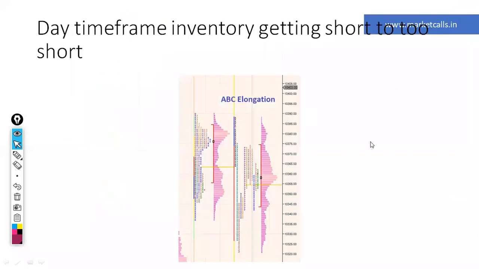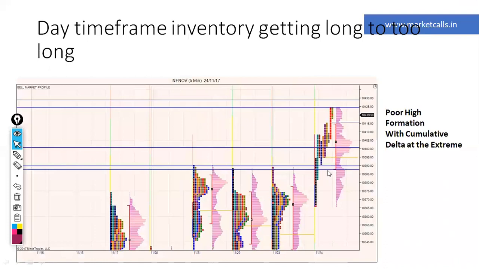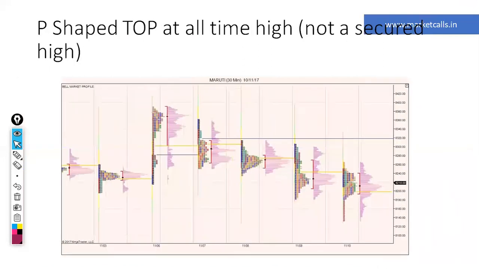So over a period of time, you have to learn which ABC elongation to fade, which ABC elongation not to fade, right? So that you have to learn to bifurcate on your own. And okay, maybe this I will be talking about relative to cumulative delta. Tomorrow we'll talk about this. I'm going to skip this.